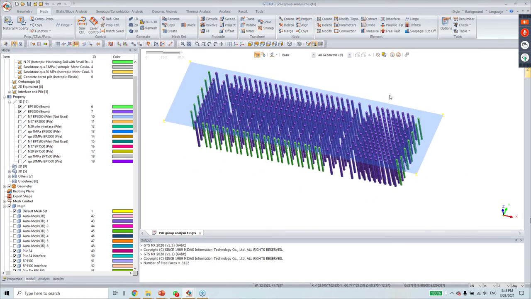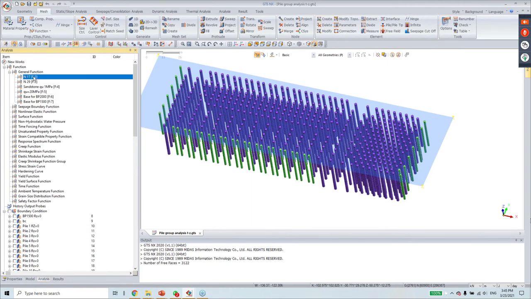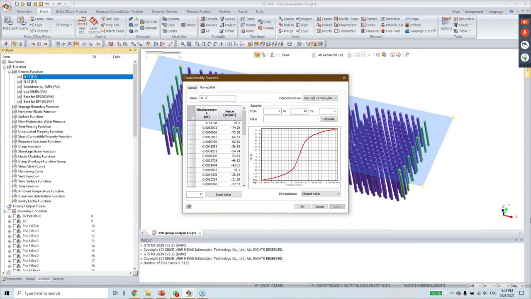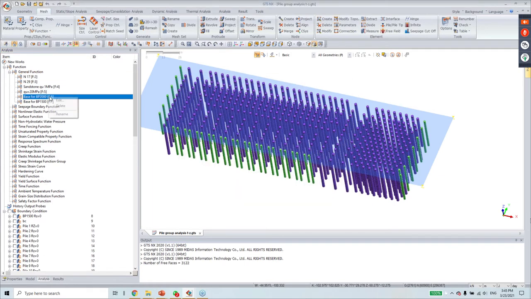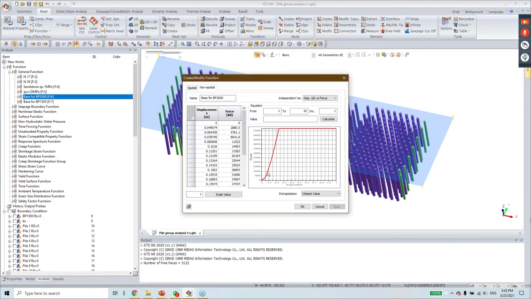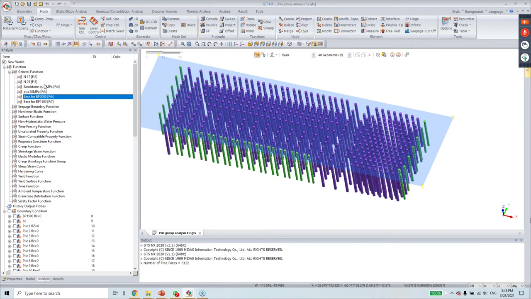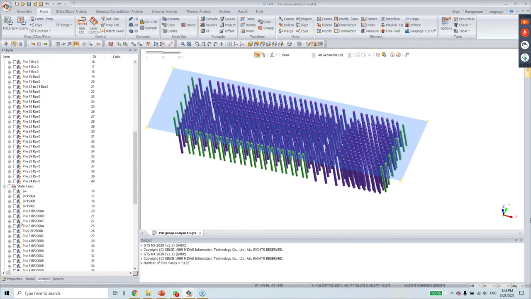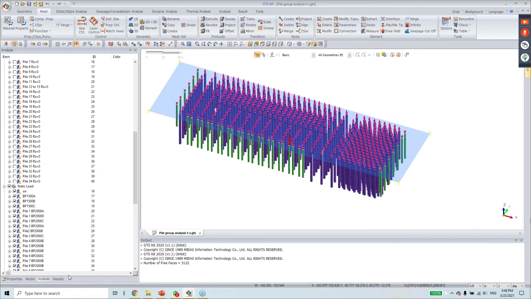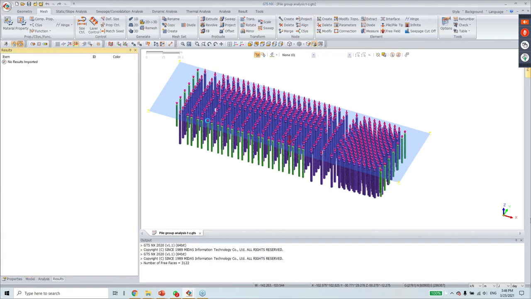And we model the nonlinear TZ curve for the piles. And we also model the stiffening QW curve for the piles. Those nonlinear TZ and QW curves were derived from the instrumented test piles. And then we can apply the load on the piles. And I just want to show you the results.